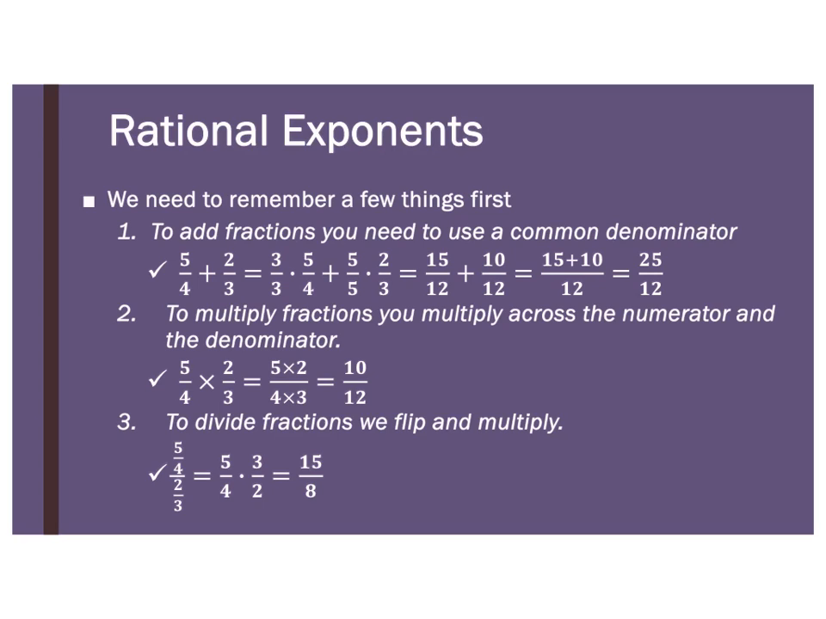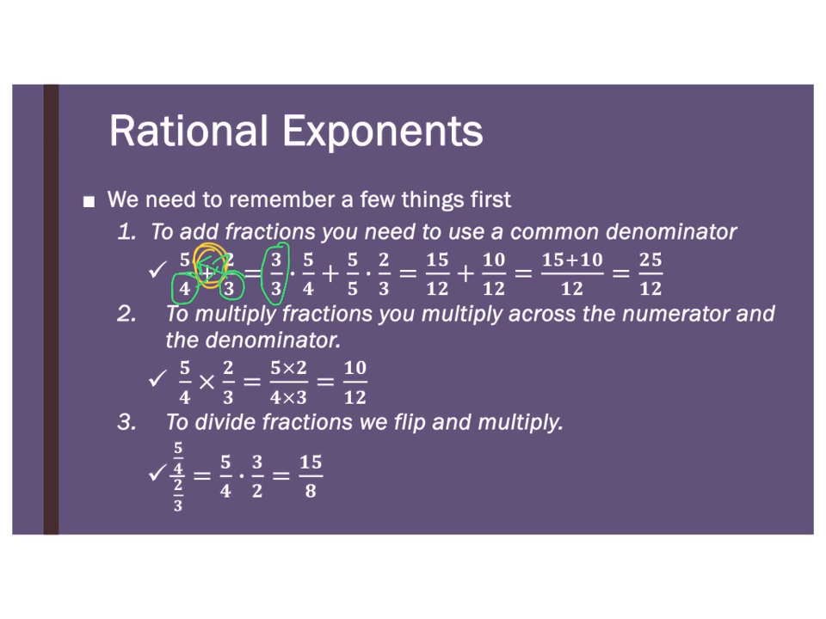Rational exponents. We need to remember a few things first. To add fractions, you need to use a common denominator, right? This is for addition only. Now, when we do that, to get that common denominator, we take the 3 that's down here and we multiply it by both sides. See, that's why we now have a 3/3 here, because we're multiplying it by 1, so it doesn't change the value. We take this 4 and multiply the other one.